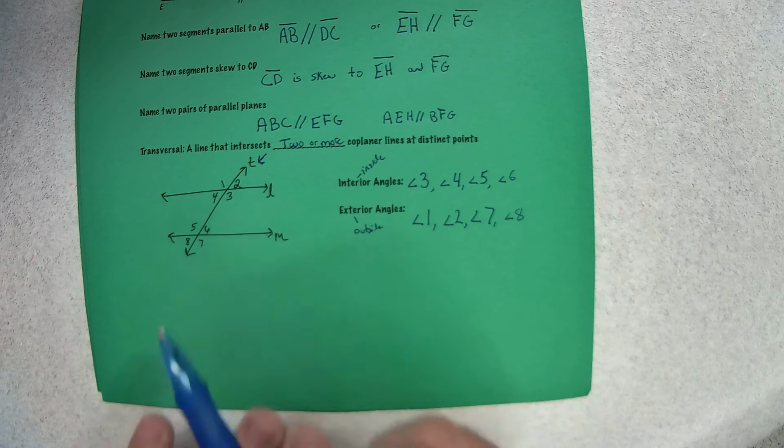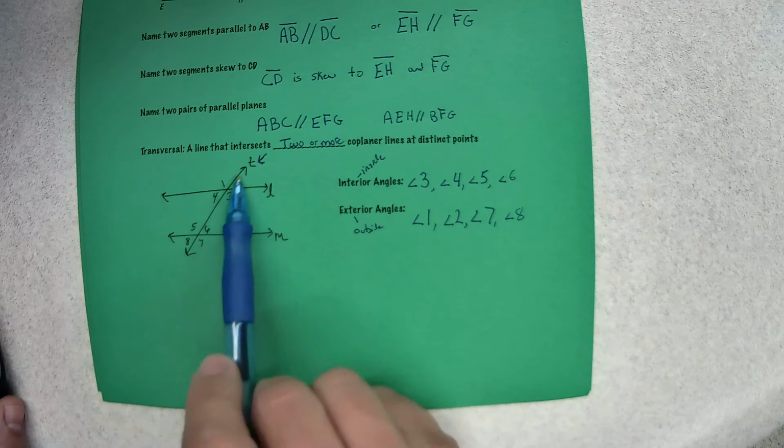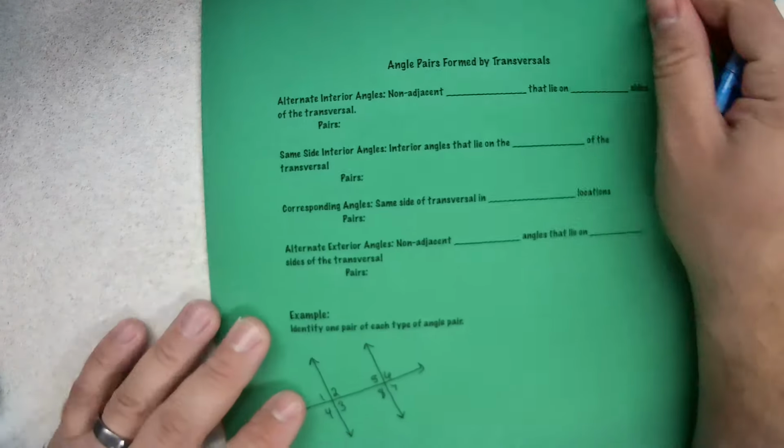Interior inside, exterior outside. We're going to use those as we identify some unique relationships with our 2 parallel lines cut by a transversal. So if you'll flip to the back page, we're going to look at some of those relationships.